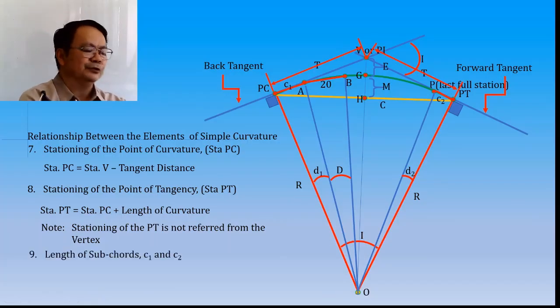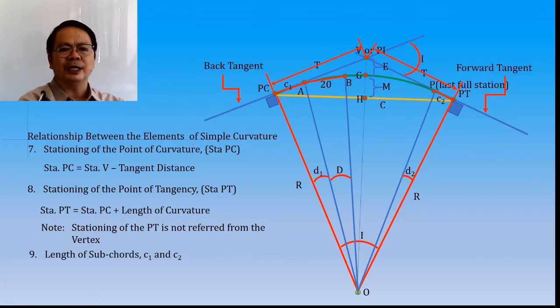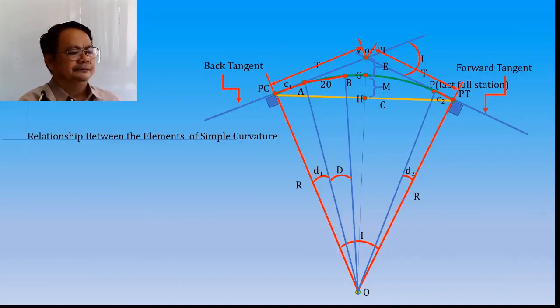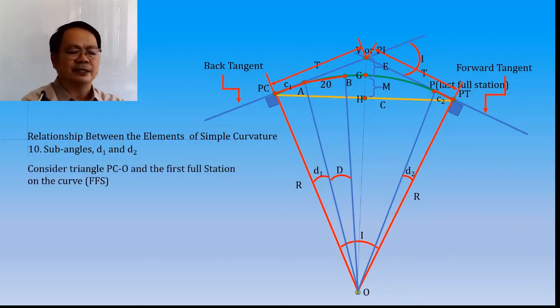Okay? Punta natin. Length of the subchord C1 and C2. Kanina pinaliwanag ko na ito. C1 and C2 are what? Okay, C sub 1 is the difference between first full station minus station PC. C sub 2 is, okay, station PT minus the last full station. Okay? Sub-angles, D1 and D2. Ano ba yun? These are the angles subtended by the sub-chord.